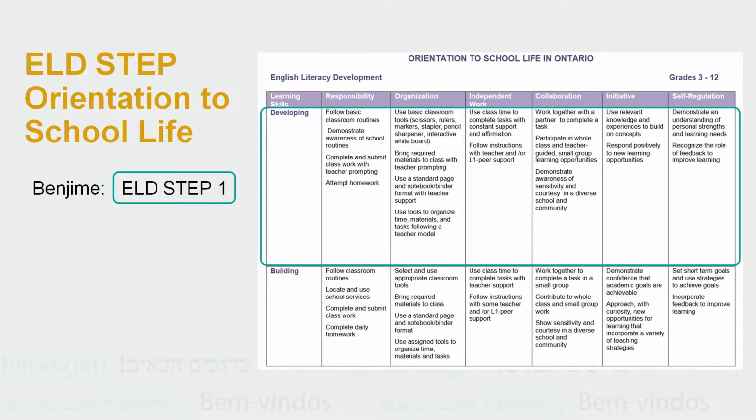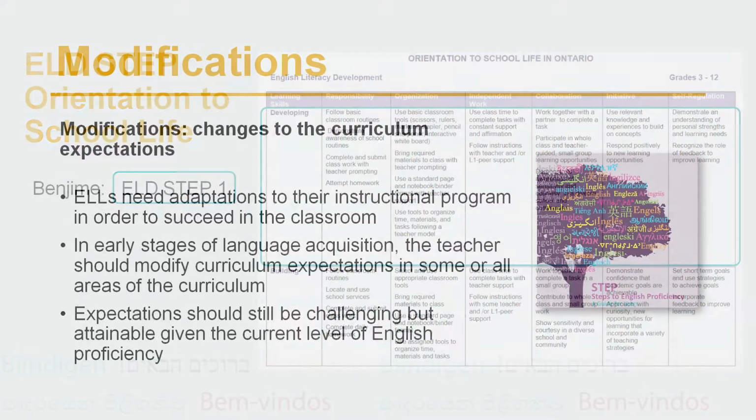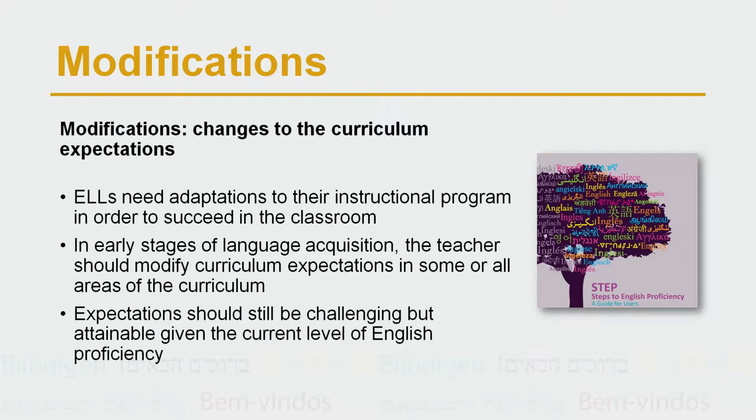The orientation to school life continua is used with students on the ELD continua. It can be used by teachers to help develop social goals for the student. Some English language learners will require modifications to the curriculum expectations. Modifications are necessary as they support ELLs to achieve curriculum expectations and meet course requirements. As educators, we have to provide tasks that allow students to demonstrate their knowledge in a medium that is manageable for them. ELLs may possess this knowledge in their language. It is up to us to provide appropriate outlets for them to demonstrate this.